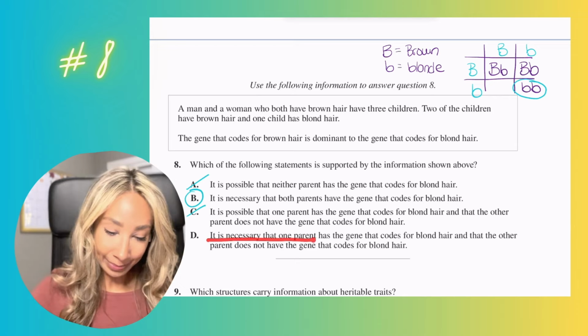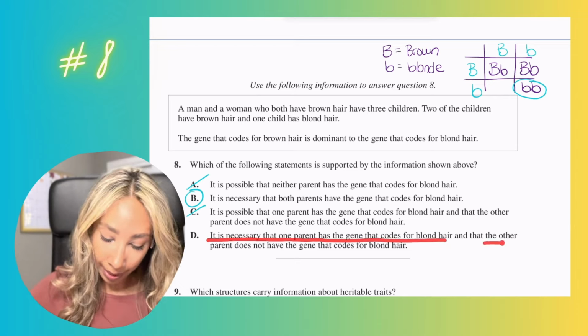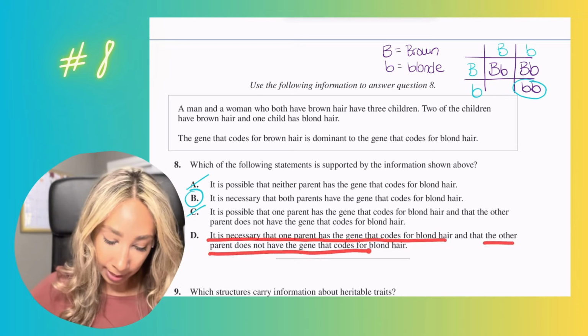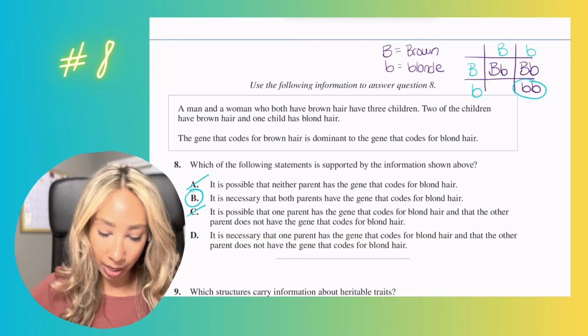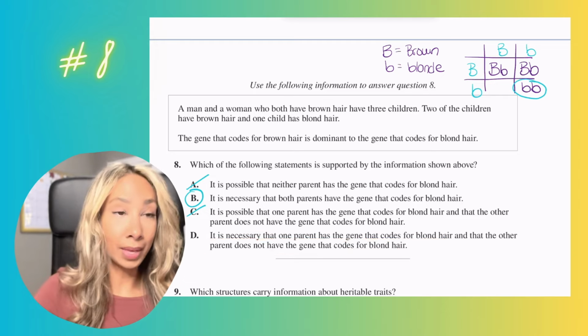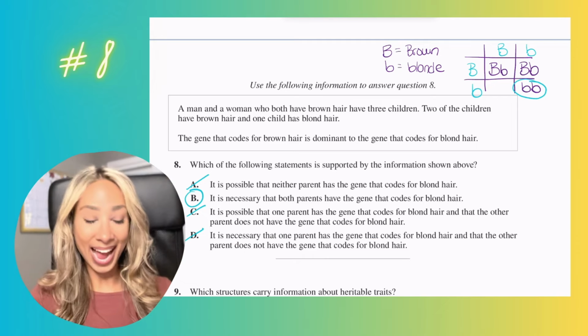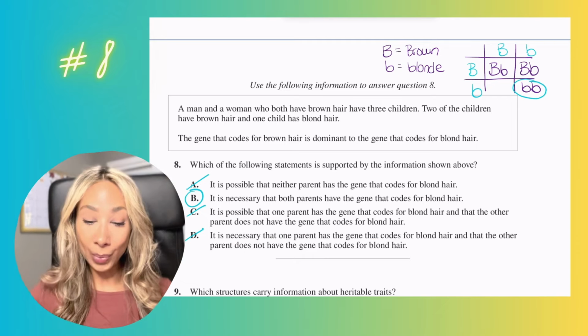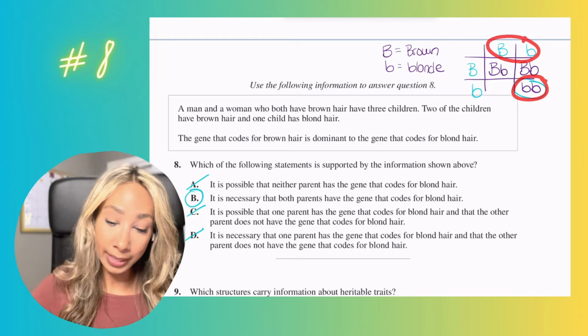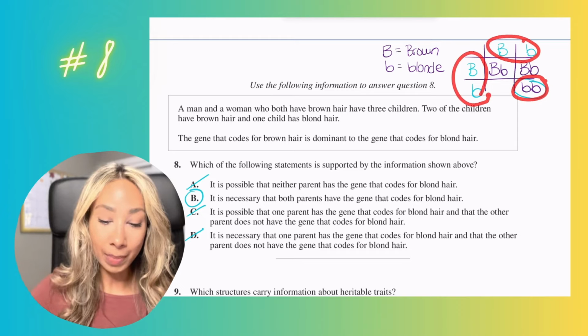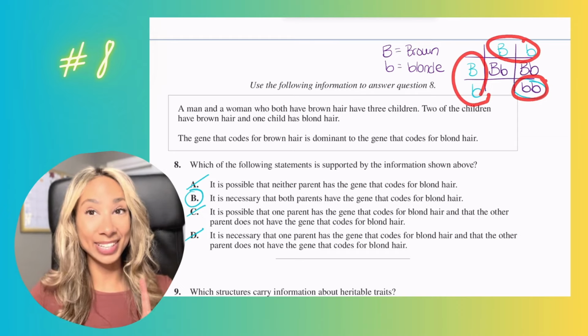Okay, let's look at D. It is necessary that one parent has the gene that codes for blonde hair and that the other parent does not have the gene that codes for blonde hair. So that's kind of the same thing that I was saying before, so that's not going to work. That leaves us with option B as our answer, where in order to have a child that is little b, both parents must contain at least 1 gene that has the little b.